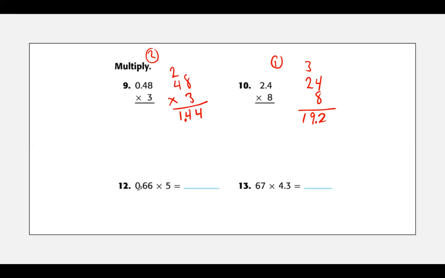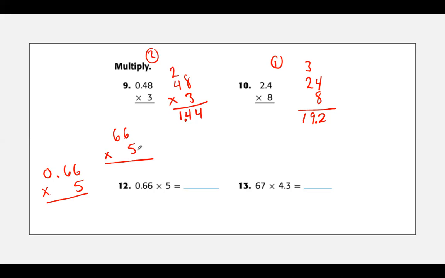Okay, number 12. So here it's going horizontally. I like to do my problems vertically. So I could write it as 0.66, so 66 hundredths times 5. Or you could just do 66 times 5. You're going to get the same answer. So if you want to write it as 66 times 5, you absolutely can.